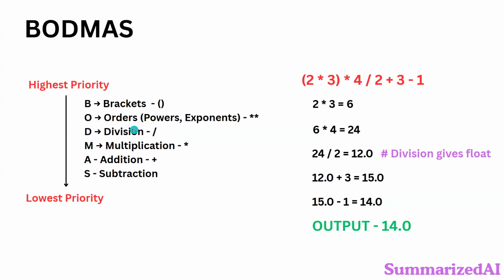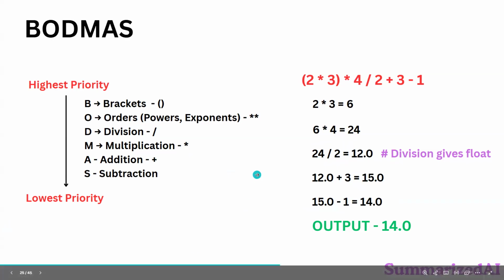And then after that, we have division. Then it will do the divide, 24 by 2, which gives 12.0. Division gives a float. This we have already discussed in our earlier videos, why this is giving us a float. Now 12.0 plus 3 will give us 15.0. And then at last, 15.0 minus 1 will be 14.0. So this is how it resolved.